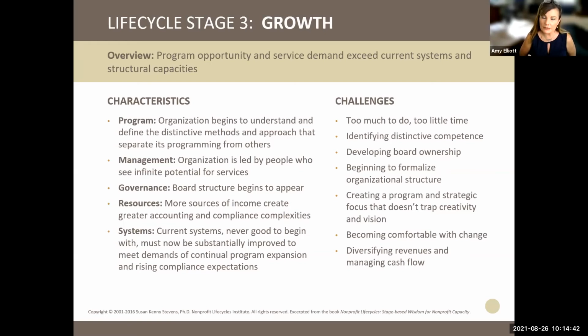So programmatically, what does it look like? Your organization understands and defines your methods and approach that separate its programmings from others. So yeah, there are other places that feed kids, but this is how we do it.